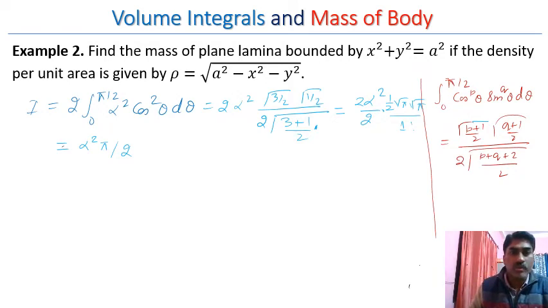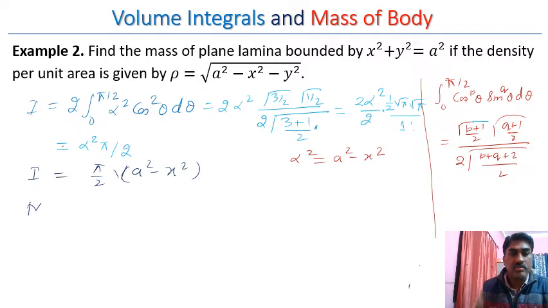Now because we took alpha square is equal to a square minus x square, we have I is equal to pi by 2 times (a square minus x square). This is our I. And now what is the mass?